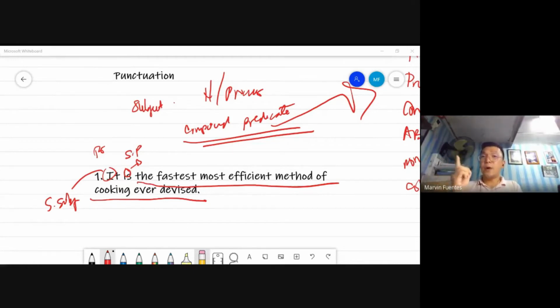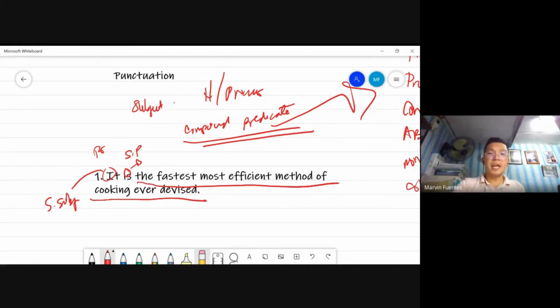But it is in the form of superlative. Kasi may EST eh. And then the most eh. Comparative in nature, we have this faster and then more efficient. Hindi naman pwedeng efficienter and efficientest yan eh. Okay. Clear? Very good. Why?